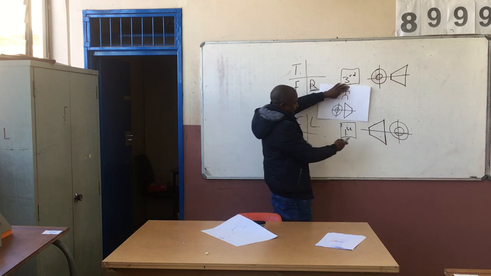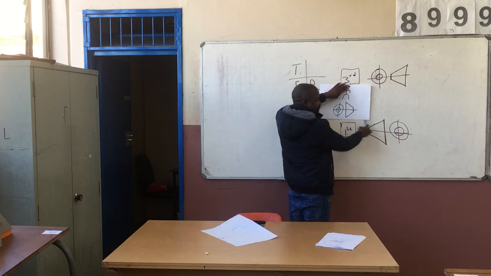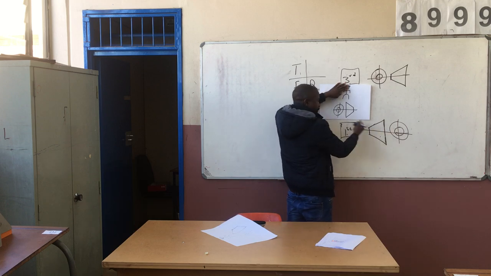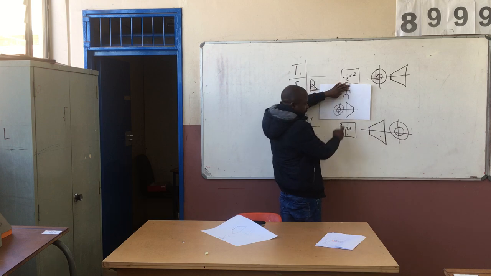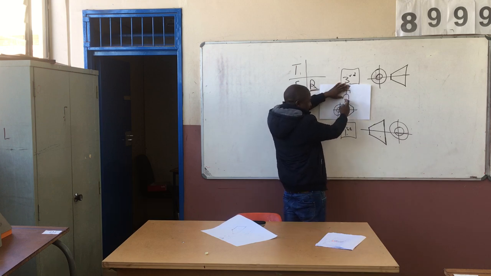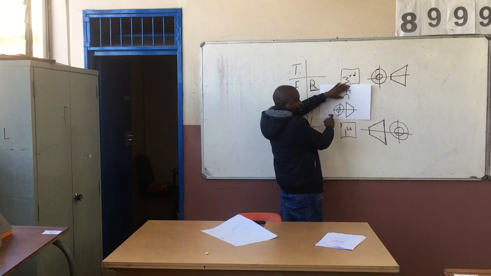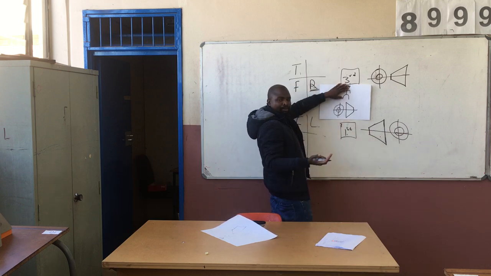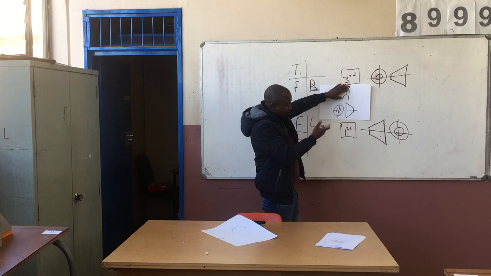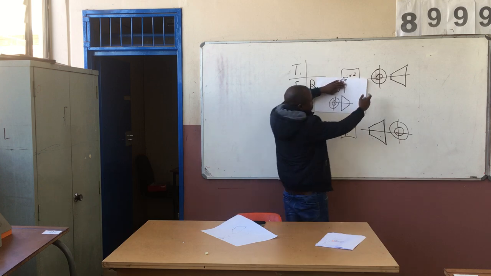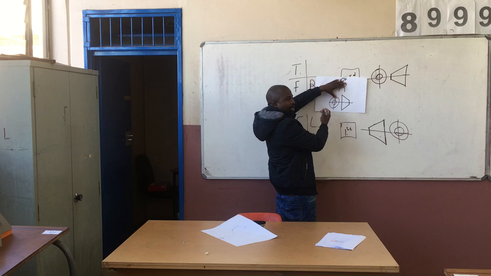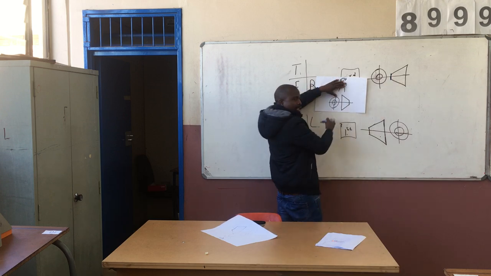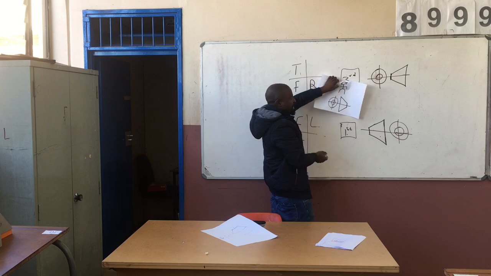The first condition, under first angle, is that the trapezium must be on the left, right? And the longer side must be facing the circle. So in this case, the longer side is facing the circle. But is the trapezium on the left? No. So in this case, the circle must be on the left, which is true. Is the shorter side facing the circle? No.